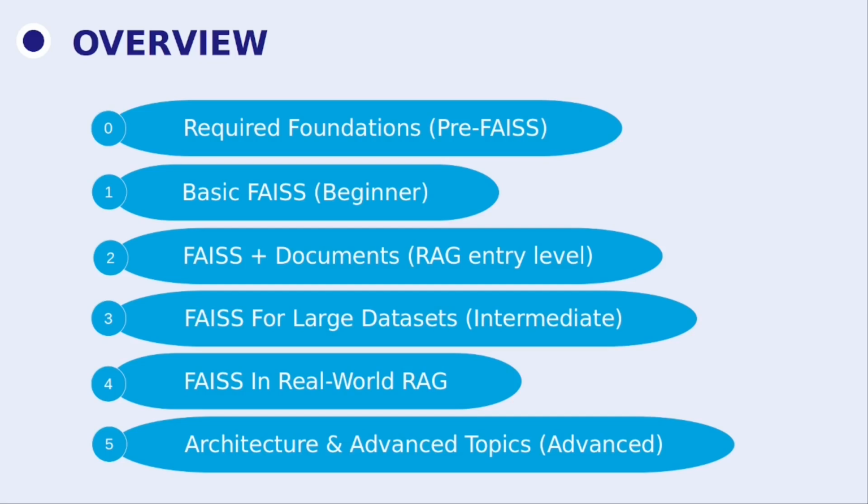In this series, we will go through foundations, basic FAISS, FAISS with documents, scaling to large datasets, real-world RAG systems, and finally, architecture decisions. This is not just about tools. This is about how to think like an AI engineer. Let's start with the most important part.